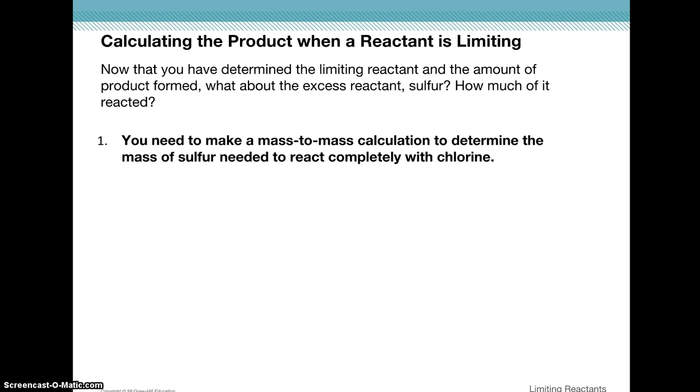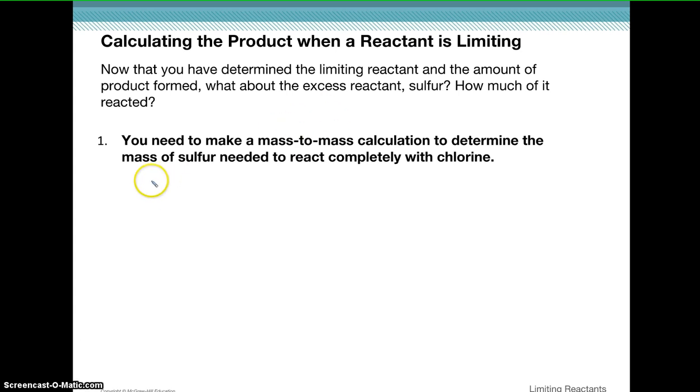Okay, so now that we know what the limiting reactant is and which one is in excess, we want to know how much sulfur we have left over. How much are we actually going to be using and how much are we going to have left in excess? To do that, we need to figure out how much sulfur was needed to react completely with the chlorine, and then we can see how much is left over.